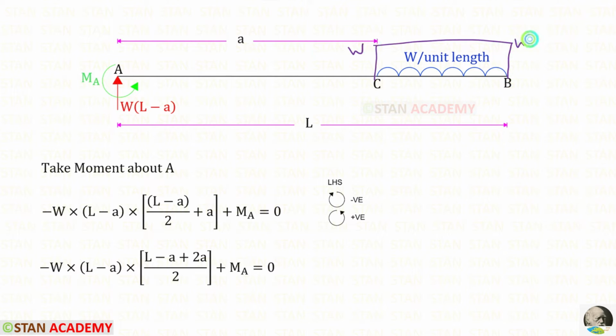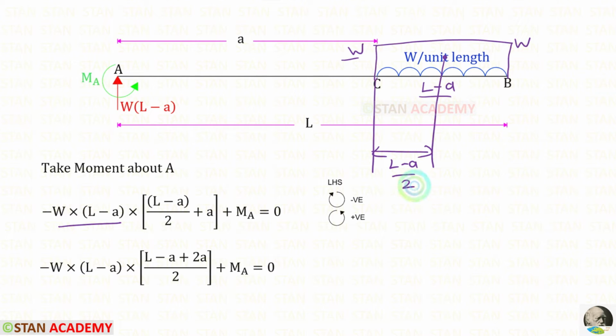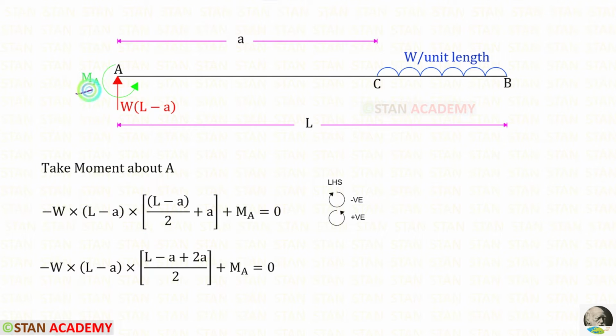Here we have W and here we have W. The length is L minus A. When we multiply W with L minus A, we will get the area. We know that the center of gravity for a rectangle lies in the center. From the center to here, the distance is (L minus A) upon 2, but we are finding the distance up to the point A. So we have to add the rest of the distance, which is A. The moment MA is acting in the anti-clockwise direction, so it will be positive.